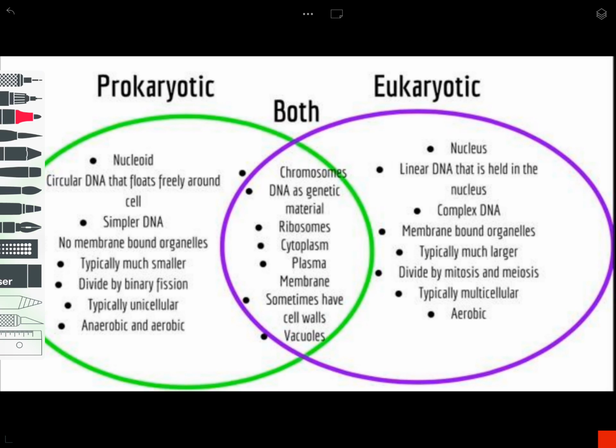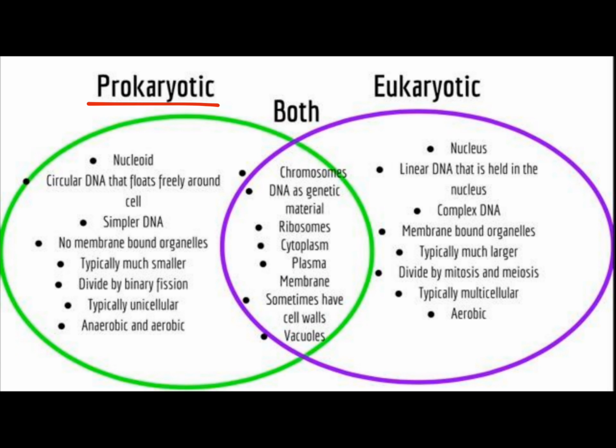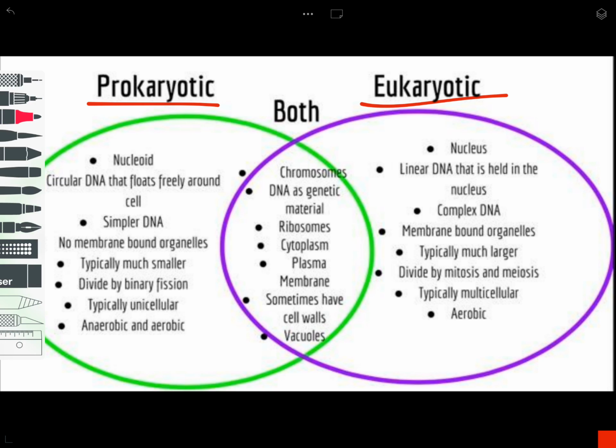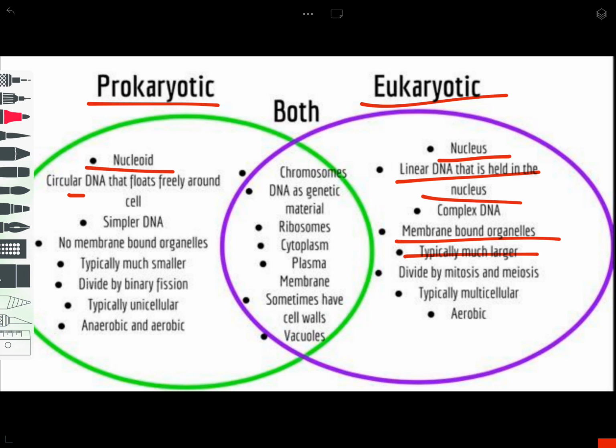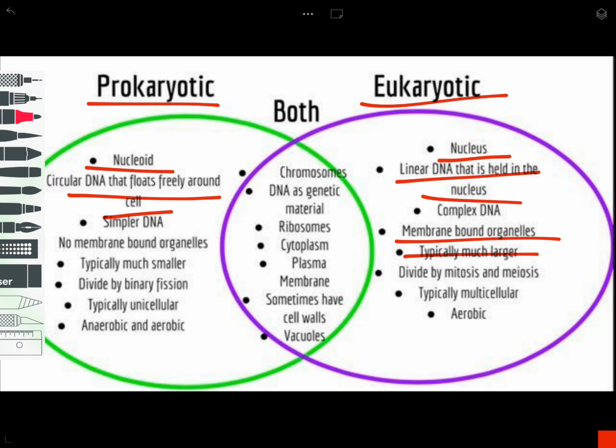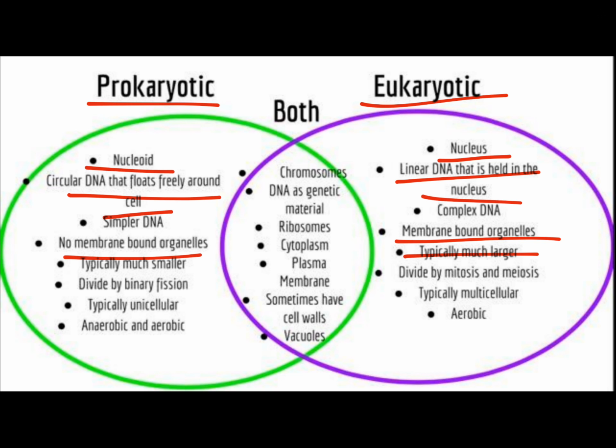Here is a Venn diagram that you can use to distinguish between prokaryote cells and eukaryote cells if given a diagram on the test. Here, for example, eukaryote cells have a nucleus and the linear DNA is held in the nucleus. They also have membrane-bound organelles such as mitochondria, and they are typically much larger. And the prokaryote cells have a nucleoid and the circular DNA floats freely around the nucleoid. They also have no membrane-bound organelles and they are typically much smaller.